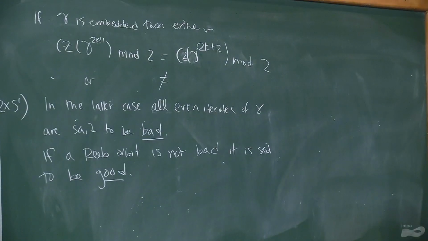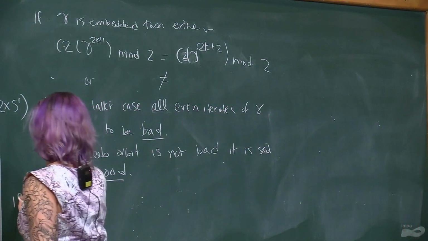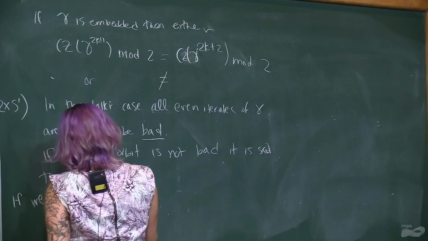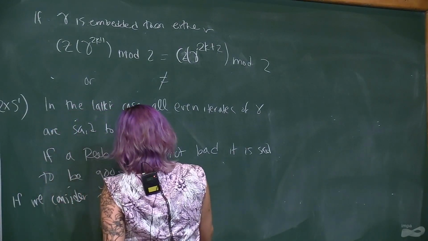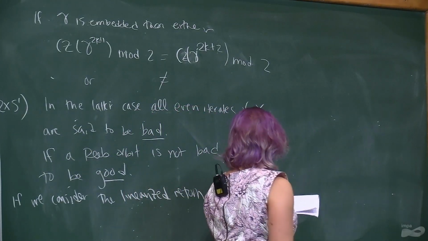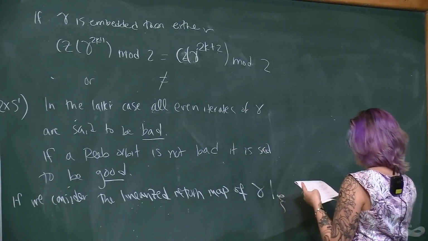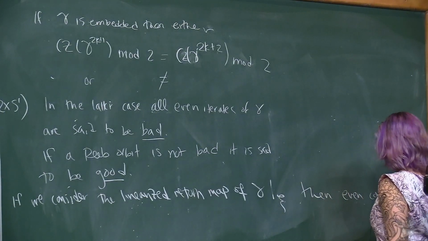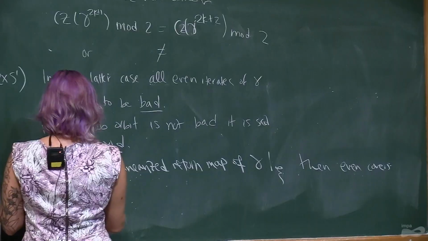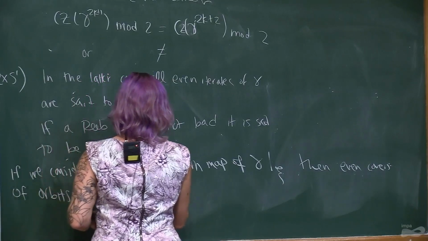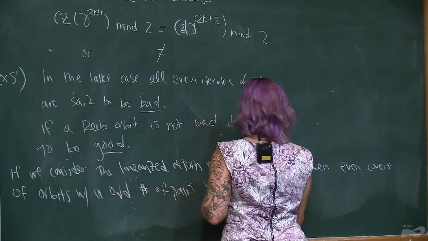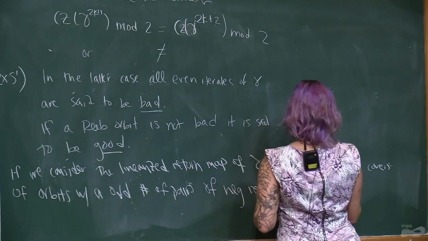Okay. And if we look at the linearized return map of gamma restricted to the hyperplane distribution, then even covers of orbits with an odd number of pairs of negative real eigenvalues are going to be the bad orbits.